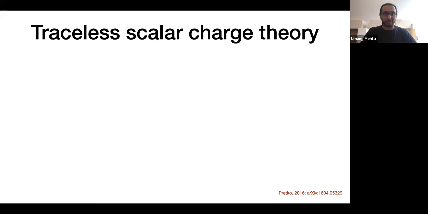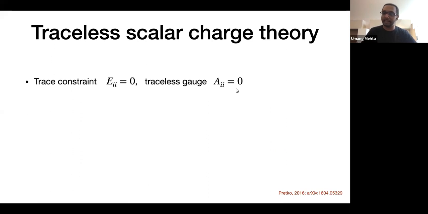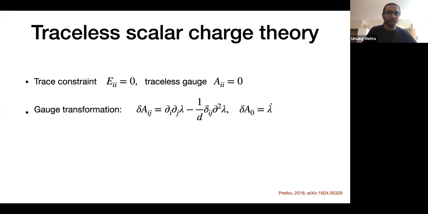The theory I'm going to focus on for this talk is called the traceless scalar charge theory, where in addition to what we saw on the previous slide, we also have a trace constraint, which sets the trace of E to 0. And we'll be working in the traceless gauge where the trace of A is simultaneously also 0. Gauss's law once again generates a gauge transformation, which now looks like this, where we have this additional Laplacian transformation. We also have a gauge transformation for A0, where the variation is just lambda dot.